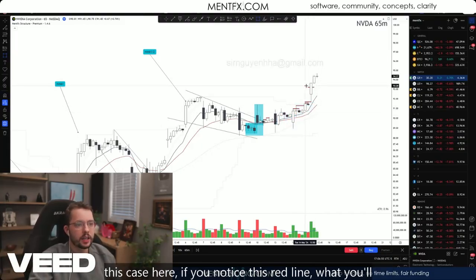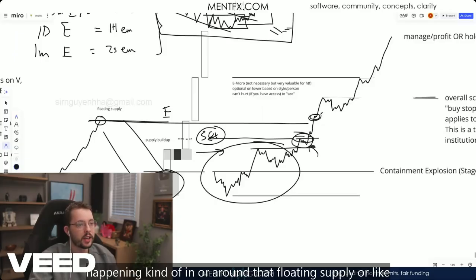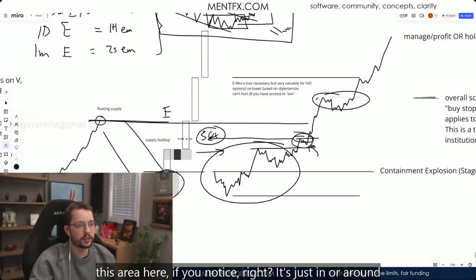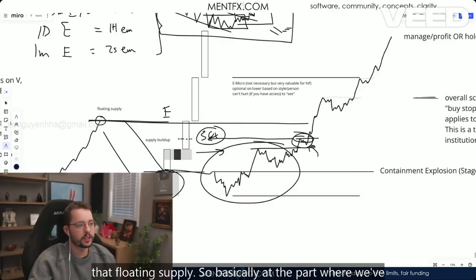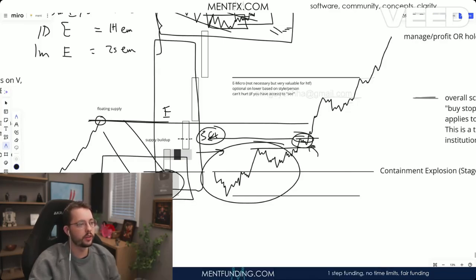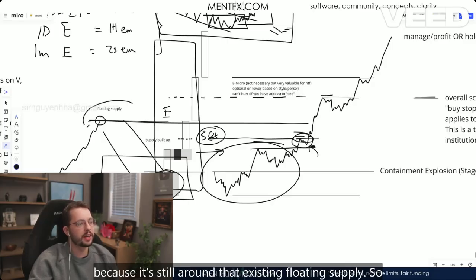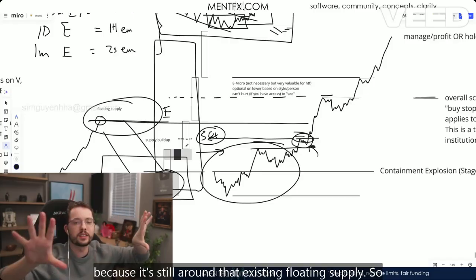Now, in this case here, if you notice this red line, right, what you'll notice is, again, same thing. This setup in this case is happening kind of in or around that floating supply, or like this area here, if you notice, right? It's just in or around that floating supply. So basically at the part where we've moved from a stage 1 to a potential stage 2 delivery, and we're kind of entering, or can enter into that area because it's still around that existing floating supply.